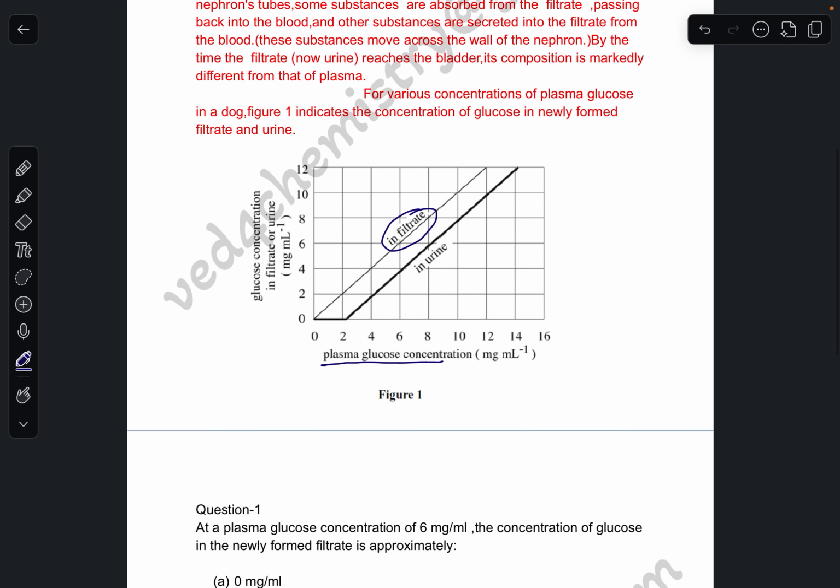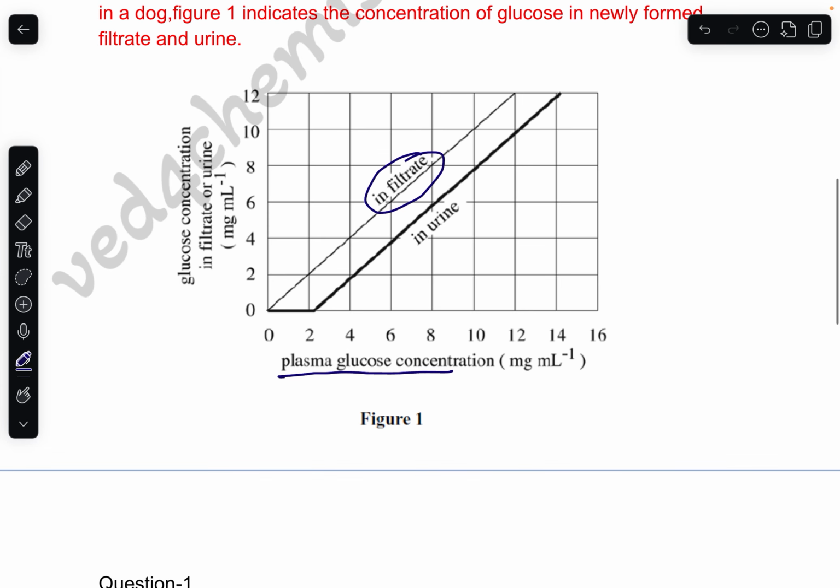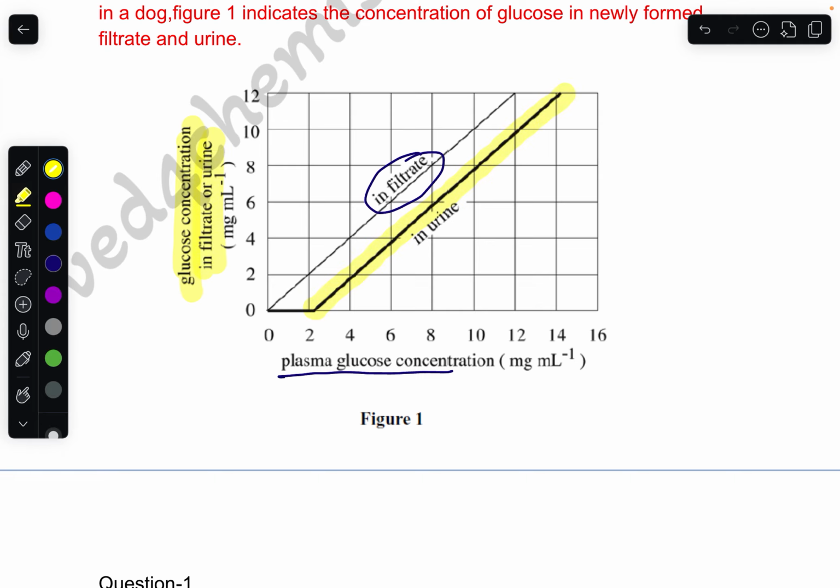So here we have the x-axis, in which plasma glucose concentration is given, and the y-axis, in which we have the glucose concentration in filtrate or urine. So this axis is the urine one, and this axis is my filtrate. Clear? So let's do some questions.